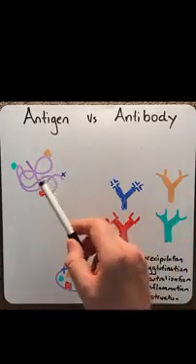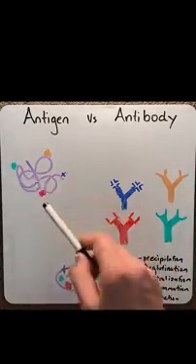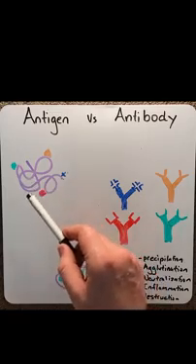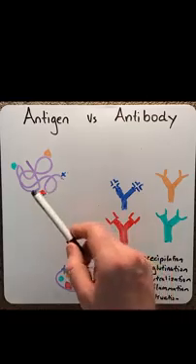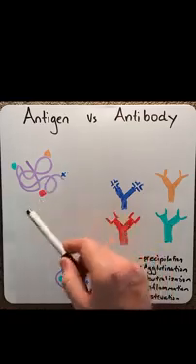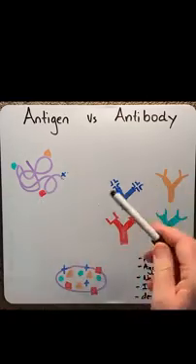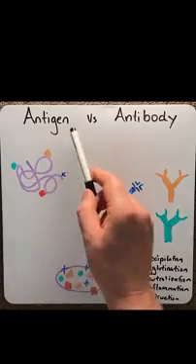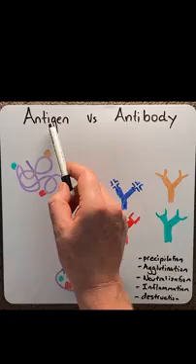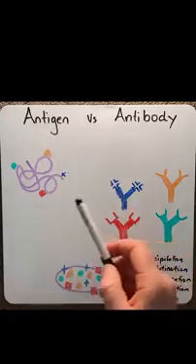Now, antigens, illustrated by this purple line, are macromolecules generally made from proteins or polysaccharides. Antigens are recognized by the immune system as foreign. Therefore, antibodies are produced to bind to these antigens. So the word antigen can be remembered by antibody generator.